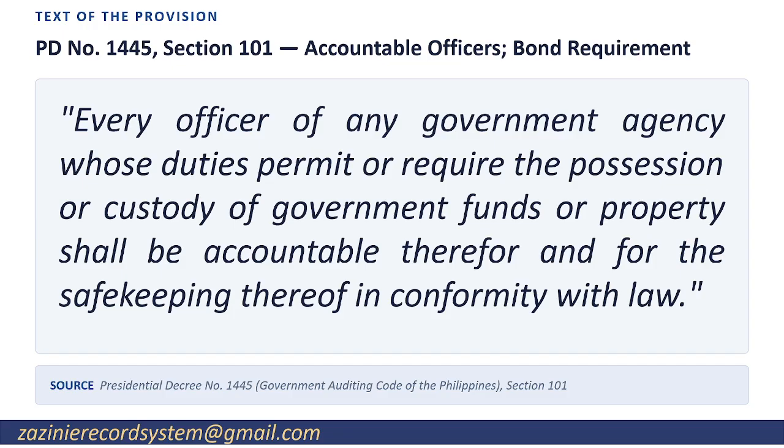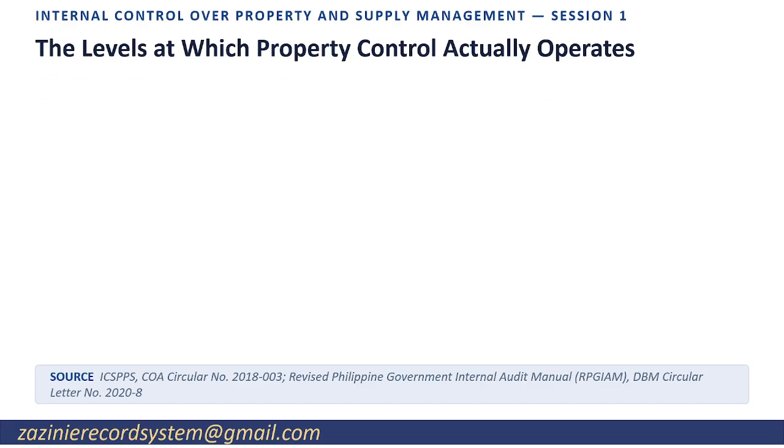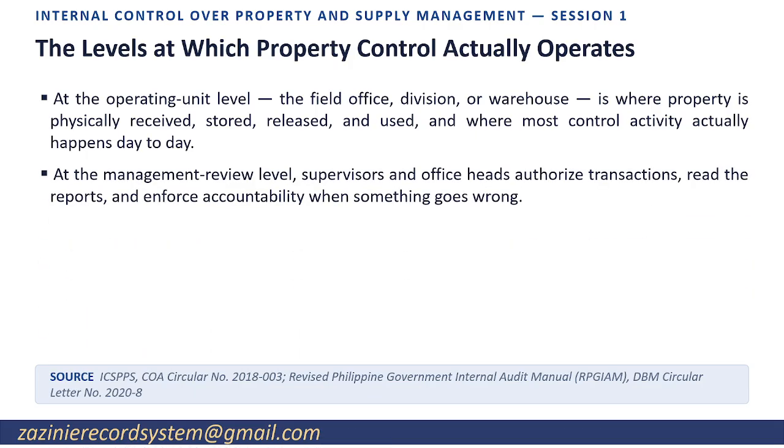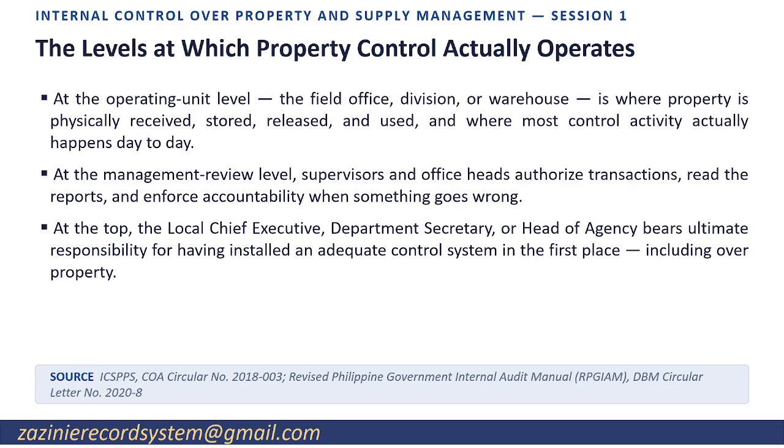Next slide. The levels at which property control actually operates. At the operating unit level, the field office, division, or warehouse is where property is physically received, stored, released, and used, and where most control activity actually happens day to day. At the management review level, supervisors and office heads authorize transactions, read the reports, and enforce accountability when something goes wrong. At the top, the local chief executive, department secretary, or head of agency bears ultimate responsibility for having installed an adequate control system in the first place, including over property.